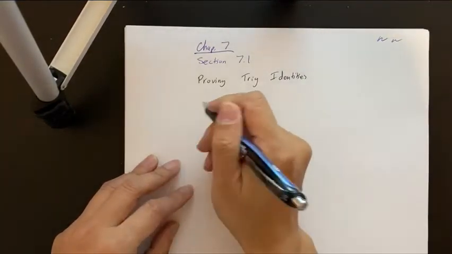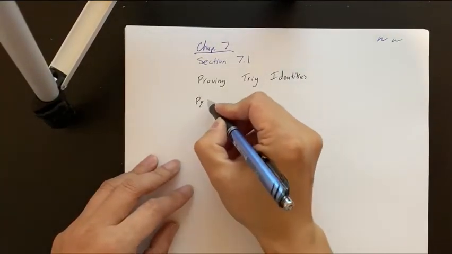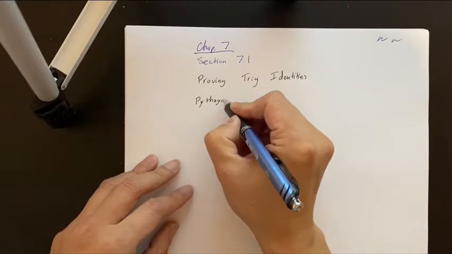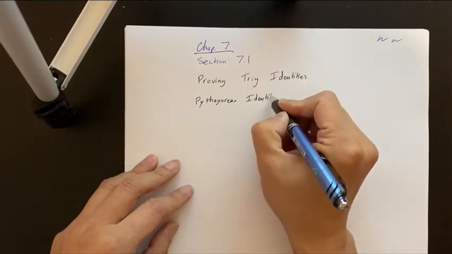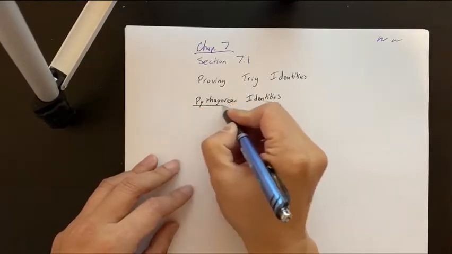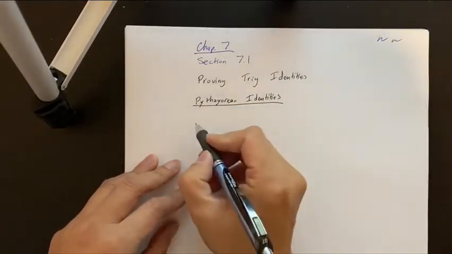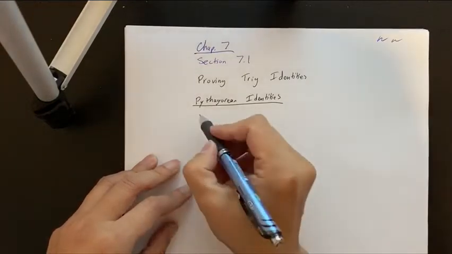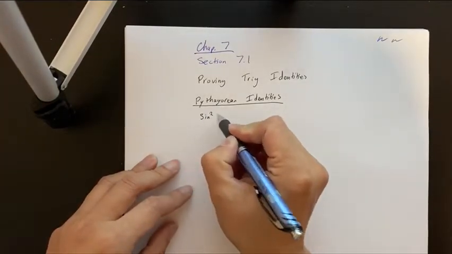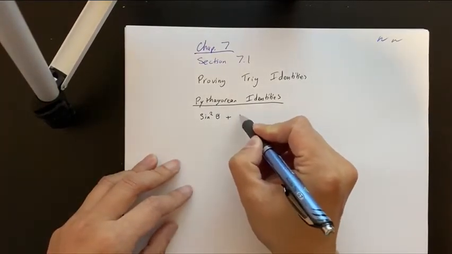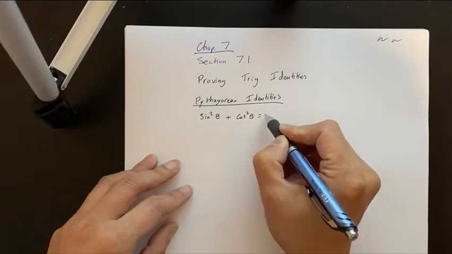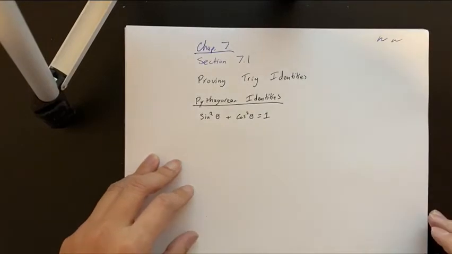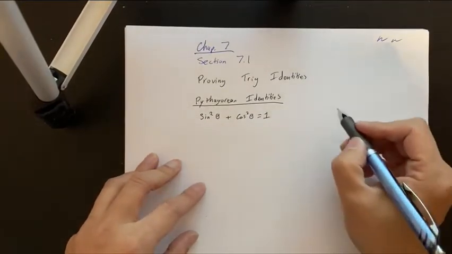The first set of identities would be called the Pythagorean identity. And so the first one is going to be sine square theta plus cosine square theta is going to be equal to 1. And you can prove this really from the unit circle.